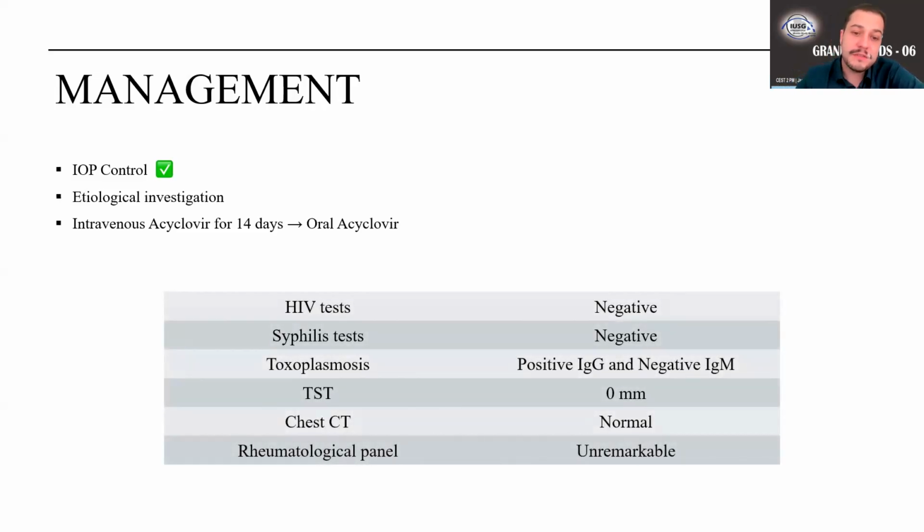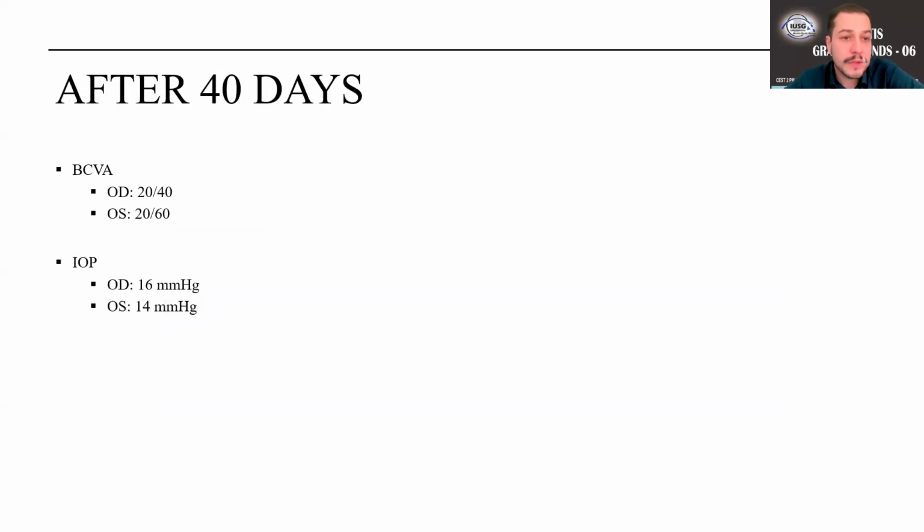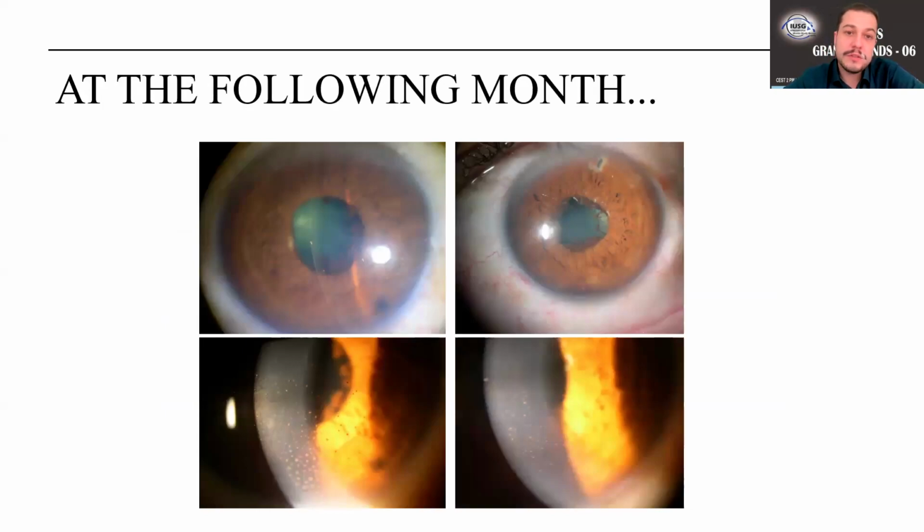The HIV and syphilis tests were negative. The patient presented a positive IgG for toxoplasmosis and negative IgM. The tuberculin skin test was 0, chest CT normal, and dermatological panel was also unremarkable. During the time that the patient stayed in the hospital, we started oral prednisone 1 milligram per kilo per day. This patient evolved well. After 40 days, he presented BCVA of 20/40 and 20/60. The IOP was controlled. But during the following month, the patient was still using oral acyclovir in maintenance dosage.